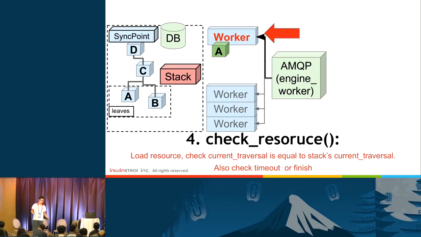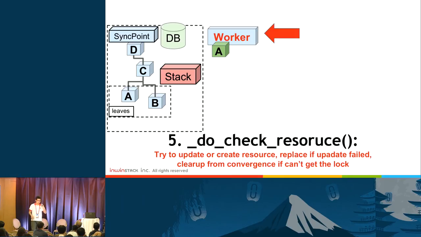So resource A is created, resource A is triggered, and it checks that the current traversal is correct with the stack. We have talked about the traversal ID, right? It will make sure the current traversal of the stack is the current traversal for your resource. Make sure you are on the correct traversal, not one taken by other workers there. So A is now loaded and triggers the process here.